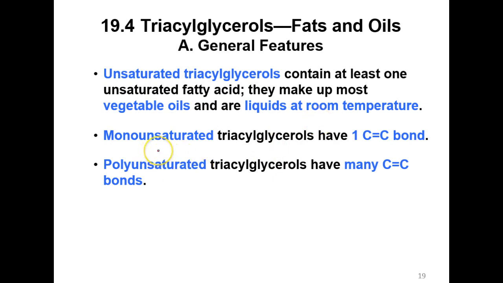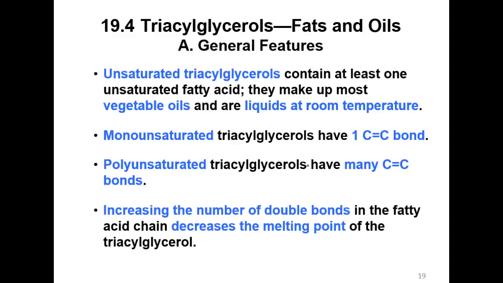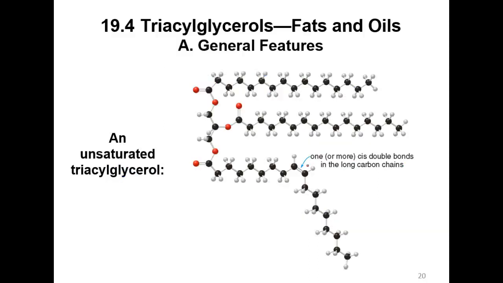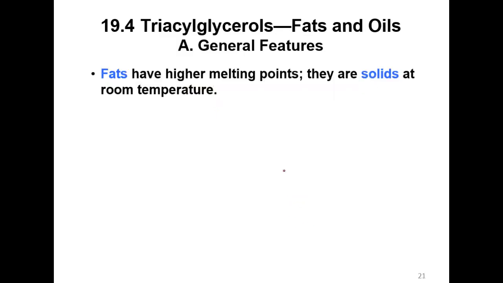We also have what's called monounsaturated. That means 1 alkene or a double bond. Polyunsaturated means you have more, like an omega-3, 6, 9 from fish. Increasing the number of double bonds decreases the melting point. We've already talked about this. Again, they're mostly cis, so there's nothing new here.